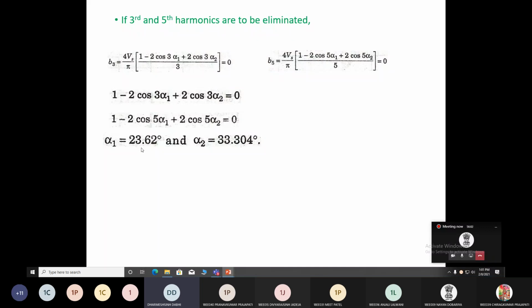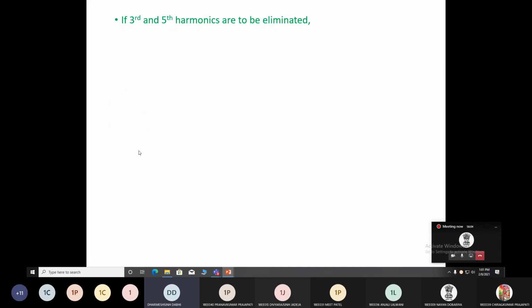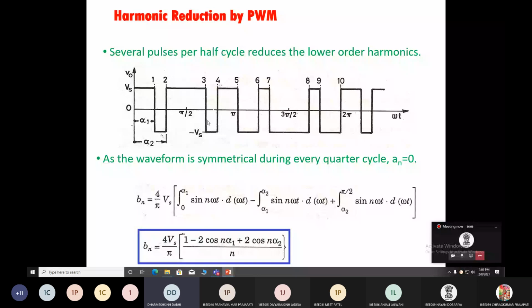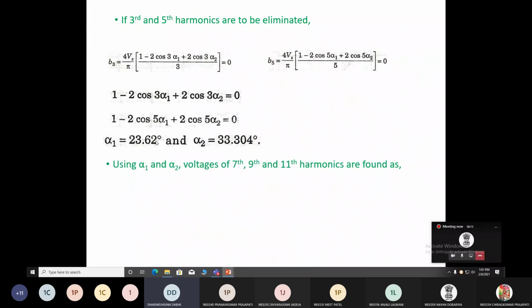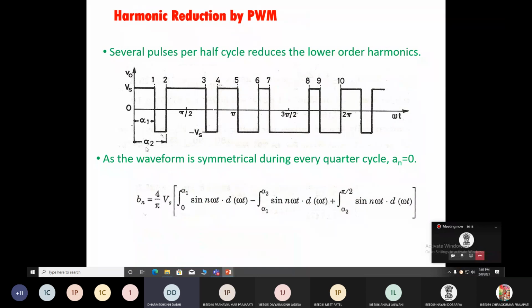So you get the output voltage of the inverter like this, with alpha 1 at 23.62 degrees and alpha 2 at 33 degrees. At those angles you get zero value of the third and fifth order harmonics. So only the 7th, 9th and 11th order harmonics are present.